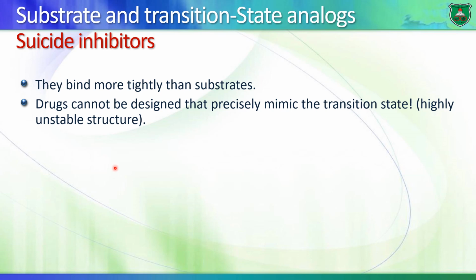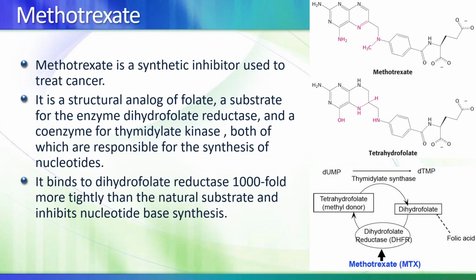So that's why these are called suicide inhibitors. Now, since we're talking about transition state analogs, usually these drugs, if they mimic the transition state, are not stable. So manufacturing companies try to design transition state analogs that are stable.